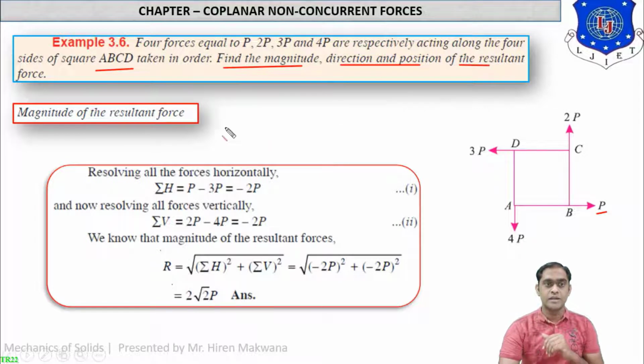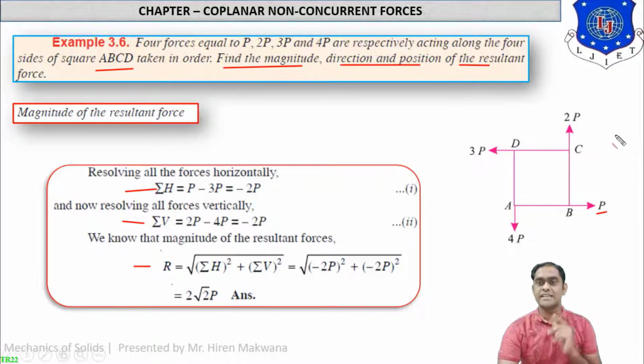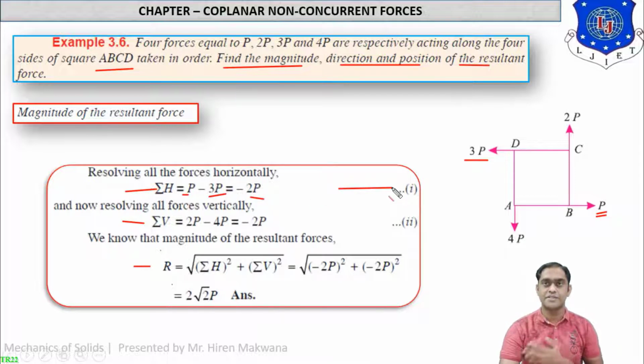Let us see how. Resolving the forces horizontally and vertically, first of all find sigma h, sigma v and then the resultant. You can see in this figure, which are the horizontal forces. First one is P, which is positive going right. Second one is 3P, which is negative because going left. So answer is P minus 3P. It will be minus 2P, equation number 1. Only 2 horizontal forces are present.